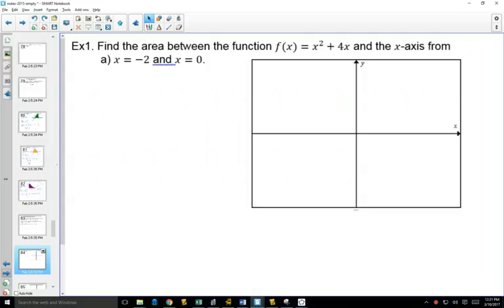So here's our first example, x squared plus 4x. Do you agree that that's a parabola that's going up? Can you see that you have x-intercepts at 0 and minus 4? How did I find that? Just by factoring. Where's the vertex going to be?